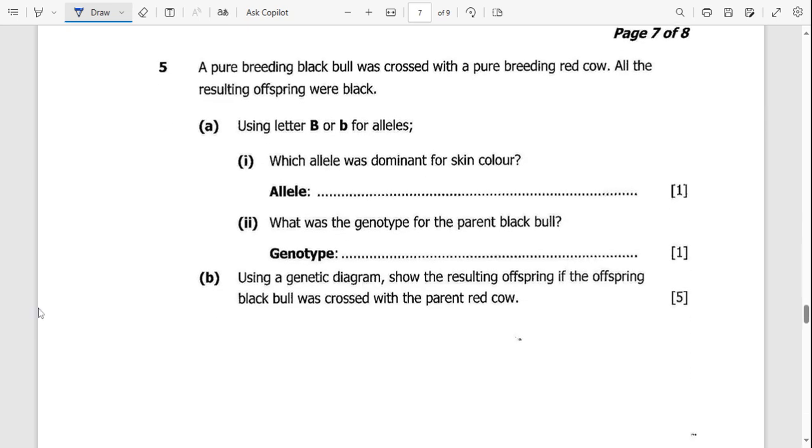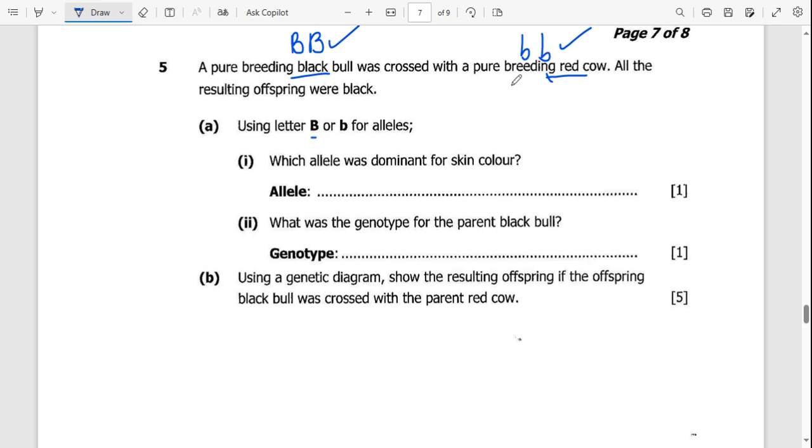A pure breeding black bull was crossed with a pure breeding red cow. The meaning of pure breeding is that you have got the same phenotype. Let's say black, we are using capital B. So capital B, that's pure breeding black. Then pure breeding red, we can say, using the letter B for alleles, small b or capital B. So let's say capital B is for black and then small b is for red. So this is pure breeding black, this is pure breeding red.